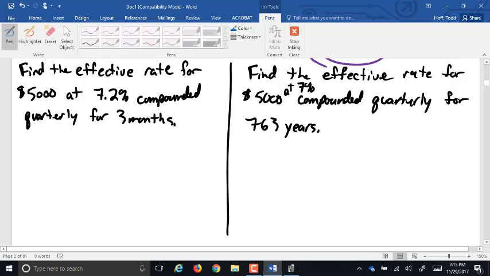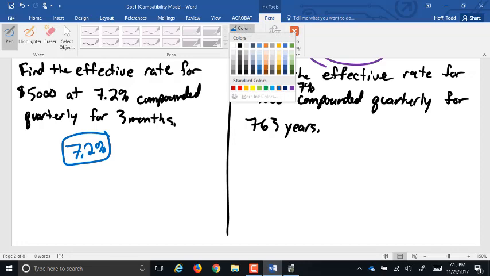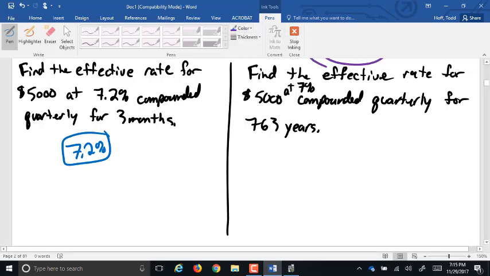Okay, the first one here, what did you get for an effective rate? 7.2. Why is the effective rate still 7.2%? Well, there's 3 months in a quarter, and it's compounded quarterly, so it's just a quarter. There's no compounding here. It's 5,000 times 1 plus 0.072 divided by 4, to the power of 1, because it's only 1 quarter.